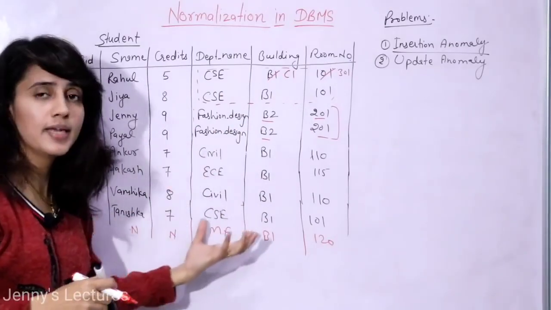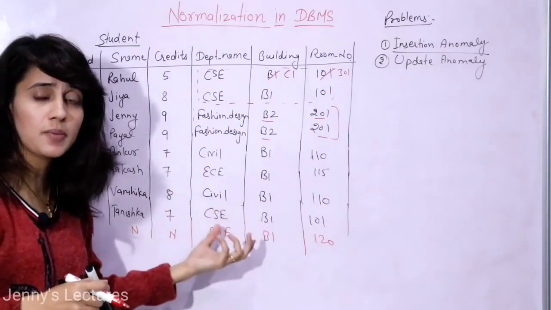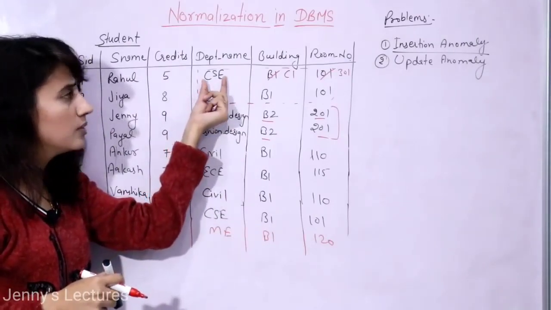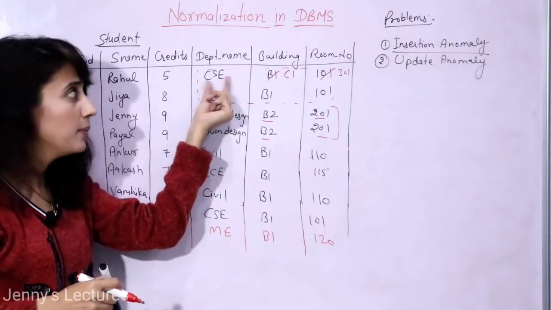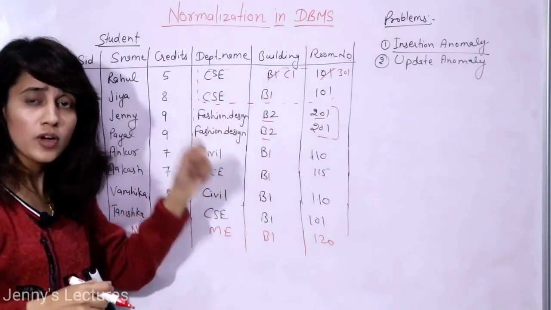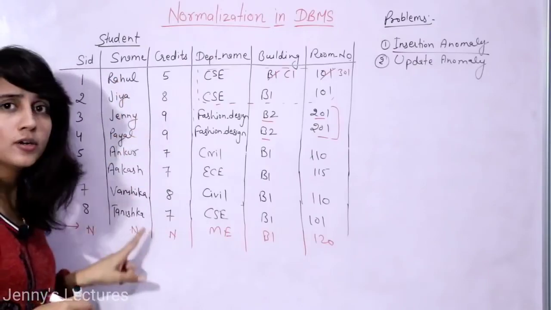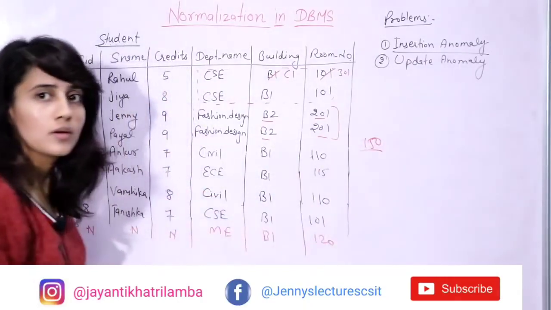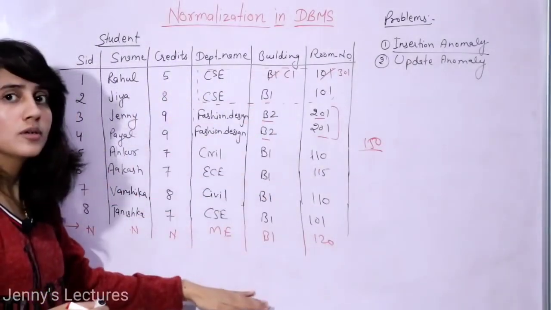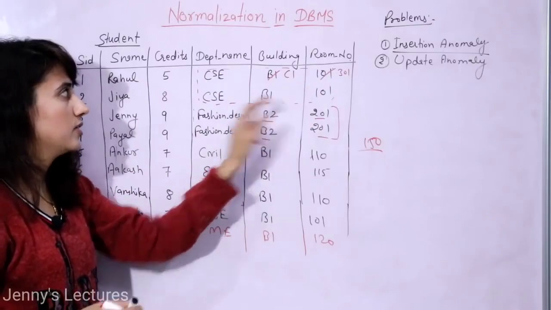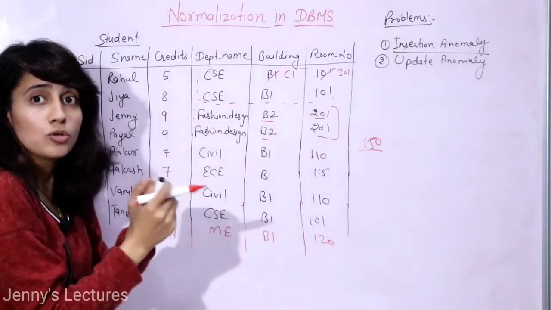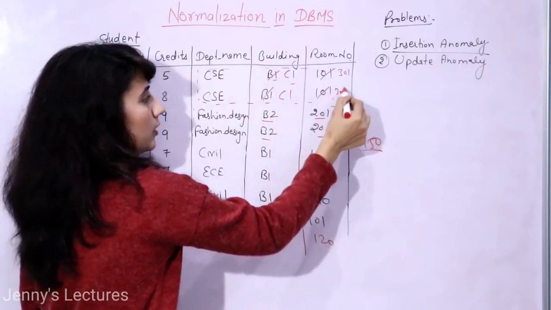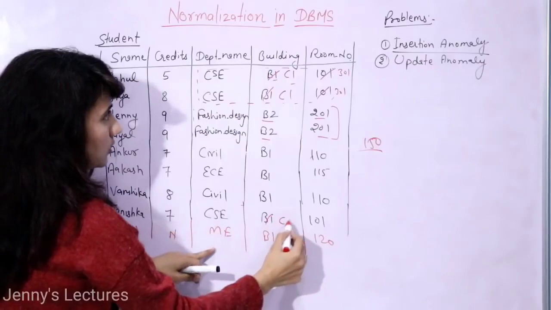while creating this relational schema, we have to insert the information of this department, department name, building and room number, once for each student of that department. And suppose in CSE department I have 150 students. So now in 150 rows you have this redundant information, and you have to update it in all 150 rows. Here also C1 and 301.